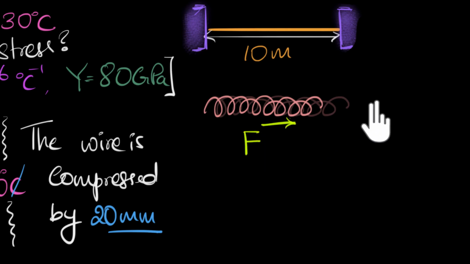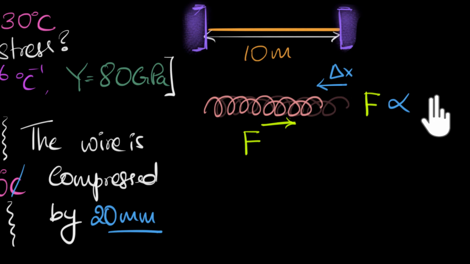And you may have already learned that this restoring force is proportional to the amount of compression that we provide over here. Let's call that compression delta X, amount of compression. And the proportionality can be written as equal to some constant K, and we call this the spring constant. And a small detail is that since the force and the compression are in opposite directions, we would have a minus sign over here. This is Hooke's law. But let's not worry about the direction. Let's just work with the magnitude over here.